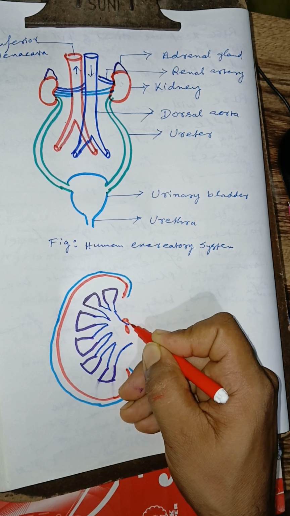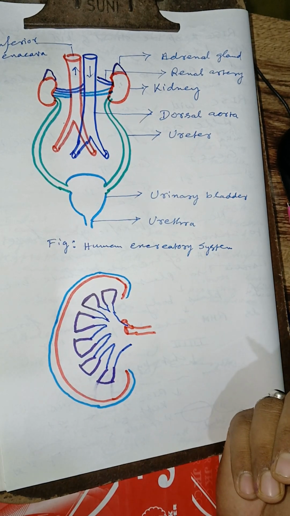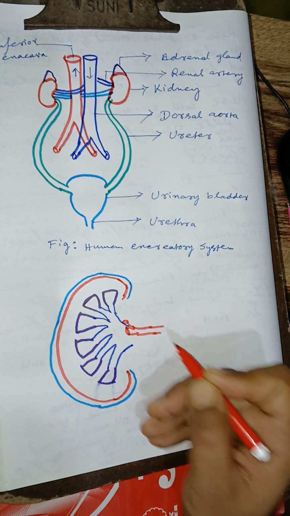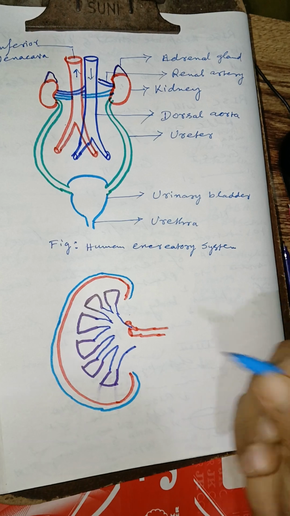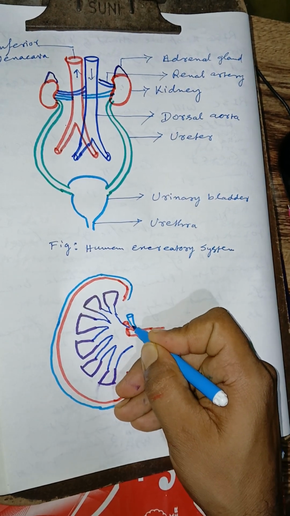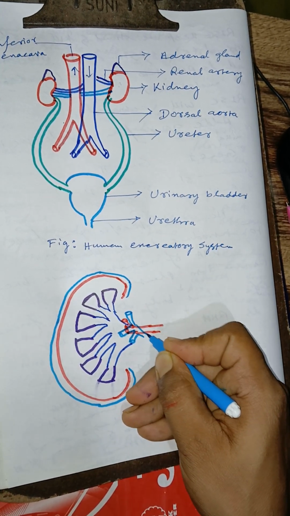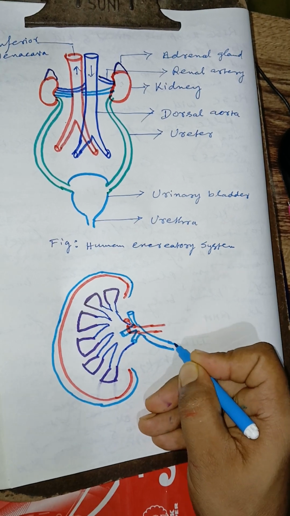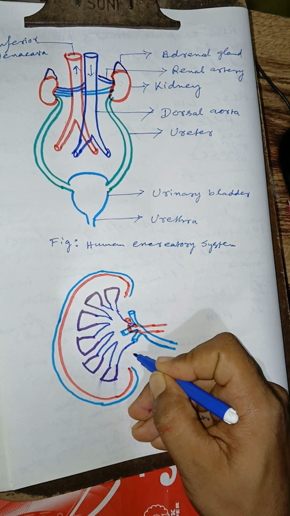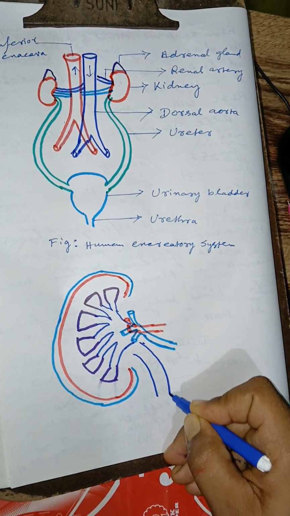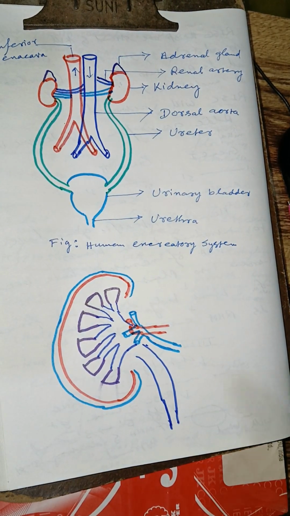This renal artery enters here. This is the renal artery, and this is the renal vein, student. I draw it in another color, this is the renal vein. After the purification of the blood, the renal vein carries the purified blood from the kidney. And from this region arises the ureter, and the ureter carries urine from the kidney to the urinary bladder.